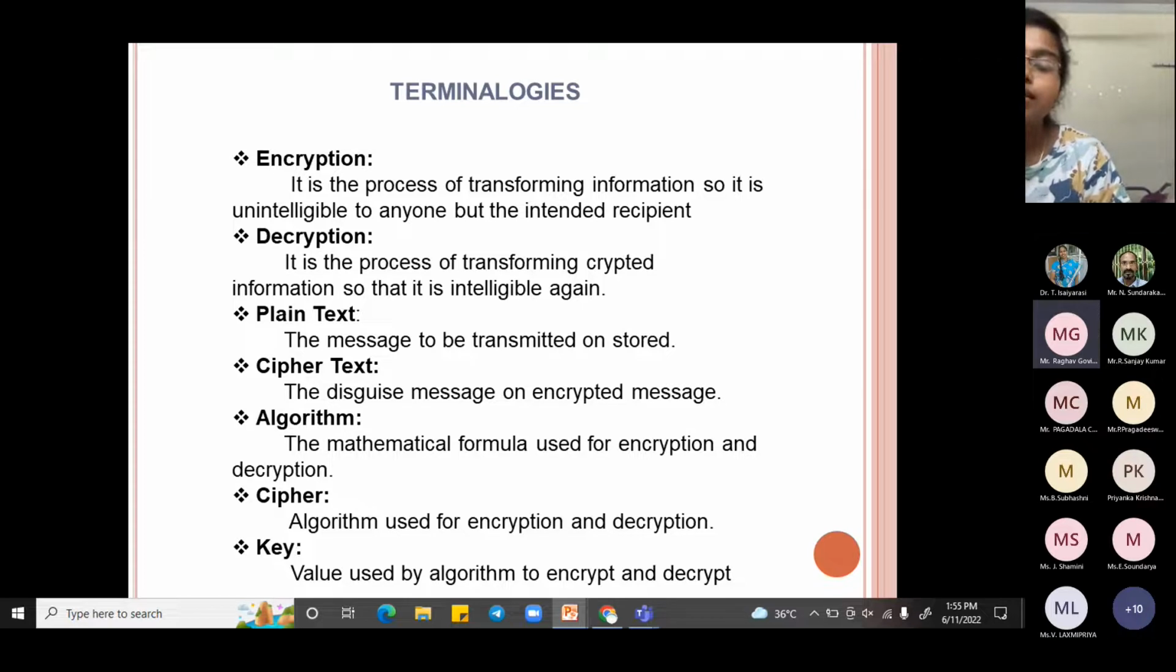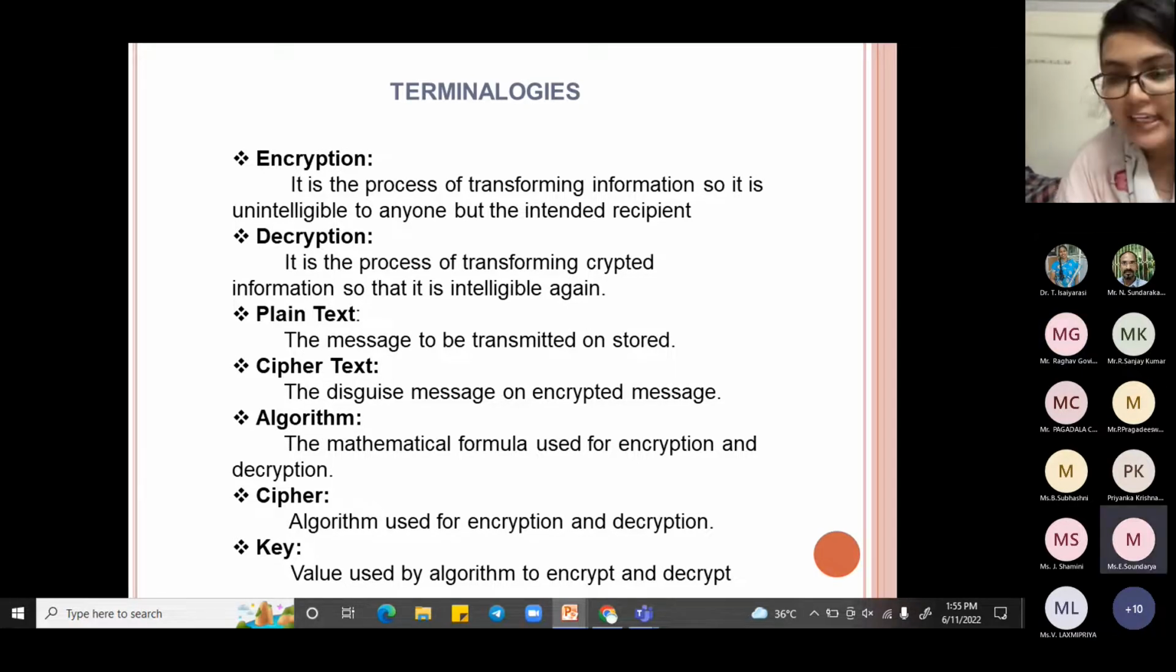Ciphertext is the code that is unintelligible to anyone other than the sender and recipient. That is what ciphertext means. Oh, is it so? That's very awesome. Then let us know about algorithm.